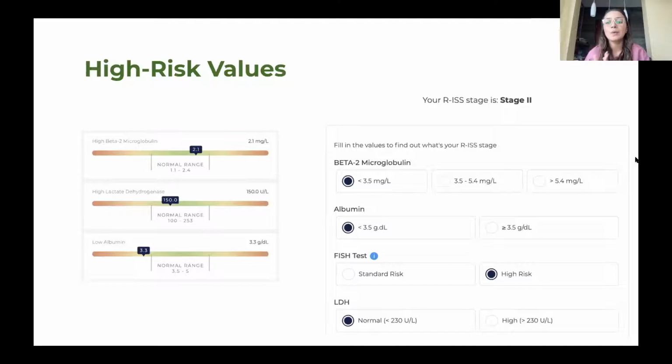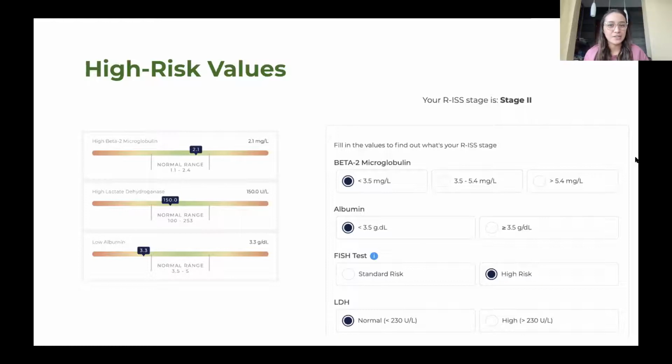So here we can see an example where we filled in our calculator. The beta-2 microglobulin was less than 3.5, the albumin as well. The FISH was reported as high risk and the LDH is normal. So this means that our ISS stage is stage 2. What does this mean? This means that our high-risk values are important to determine whether the course of multiple myeloma is high risk or standard risk.